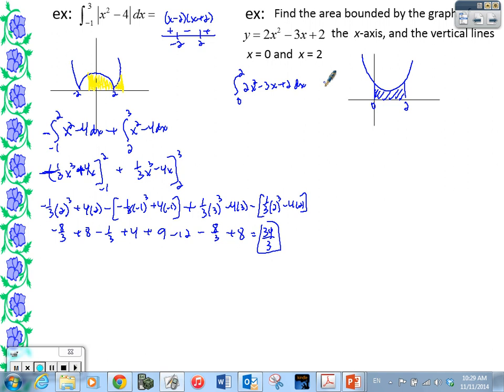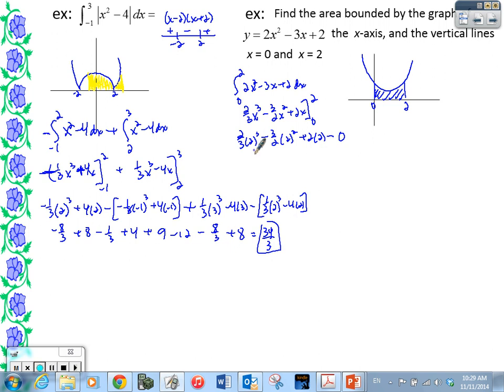Okay, we would do our reverse power rule. So that would be what? 2/3 x cubed minus 3/2 x squared plus 2x from 0 to 2. Oh, we love 0 most of the time. We sub a 2 in, so we get 2/3 2 cubed minus 3/2 2 squared plus 2 times 2 minus 0, because 0 is nice to us here.